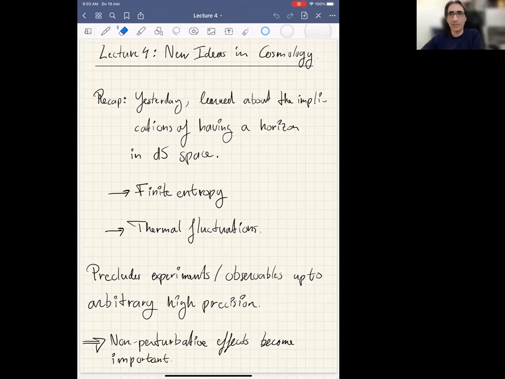Okay, I guess we can start. Hi, everyone. We are going to have the final lecture by Lars on new ideas in cosmology. Please, Lars. Thank you very much.